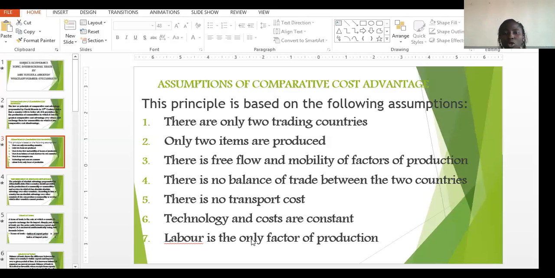You enter freely. For instance, if you are in bilateral trade with Ghana, and Nigeria wants to transact, there's nothing like transport costs. They just go there freely, they come in freely, because it's just 2 countries that are involved. And technology and cost are constant. There's nothing like, oh, there's fluctuation in price of raw material, and that is why we have to change this. No, it is assumed that the level of technology is constant and the cost of production is also constant. And then the only factor of production involved is labor. So these are the assumptions of comparative cost advantage.